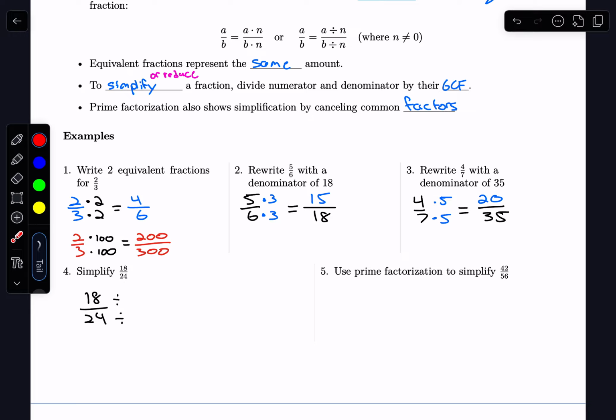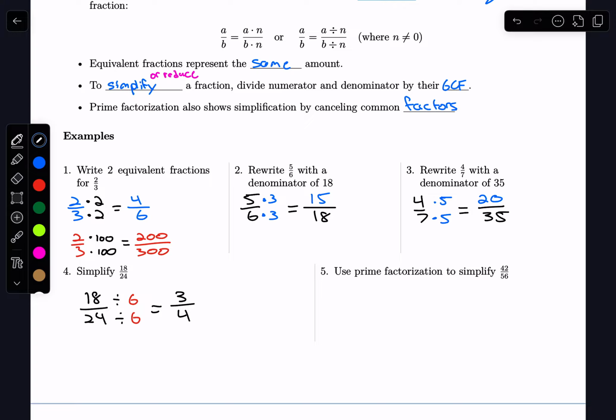If we break down 18, it is 2 times 3 times, oh sorry, I said that backwards, 2 times 3 times 3. So it's 2 times 3 squared. And 24 is 4 times 6, which is 2 times 2 times 2 times 3. So when we put that all together, we end up with a GCF of 6. Okay, so I'm going to end up dividing top and bottom here both by 6. And when I do that, 18 divided by 6 on top is 3, and 24 divided by 6 on bottom is 4.